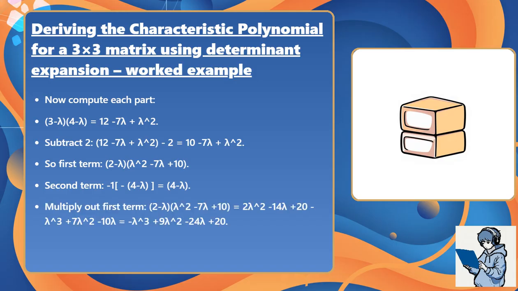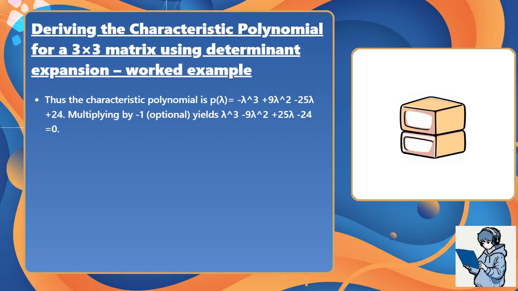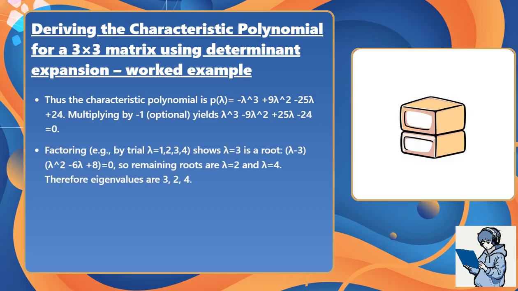Multiplying out the first term gives negative lambda cubed plus 9 lambda squared minus 24 lambda plus 20. Adding the second term gives negative lambda cubed plus 9 lambda squared minus 25 lambda plus 24. Thus the characteristic polynomial p of lambda equals negative lambda cubed plus 9 lambda squared minus 25 lambda plus 24. Multiplying by negative 1 optionally yields lambda cubed minus 9 lambda squared plus 25 lambda minus 24 equals 0. Factoring, for example by testing lambda equals 1, 2, 3, 4, shows that lambda equals 3 is a root, giving (lambda minus 3)(lambda squared minus 6 lambda plus 8) equals 0. So the remaining roots are lambda equals 2 and lambda equals 4. Therefore, the eigenvalues are 3, 2, 4.